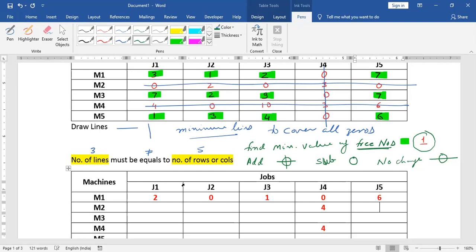That means where you find the lines intersecting, what you will do is add that minimum number. If a line is just passing, the number remains as it is. If the number is free, you subtract the minimum value.